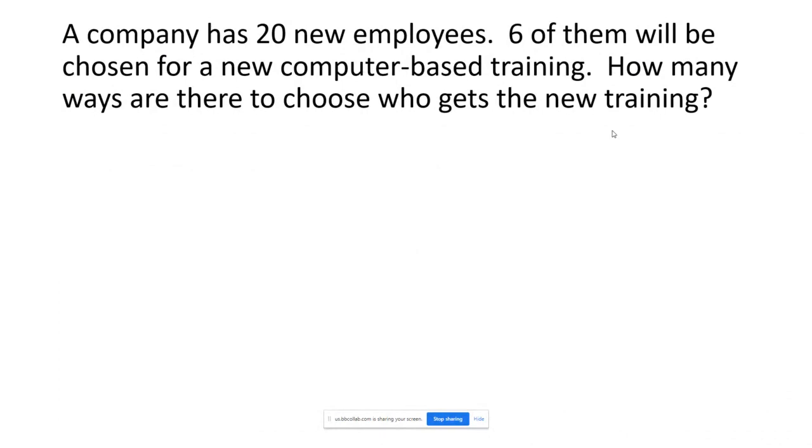So try using this formula to solve this problem. A company has 20 new employees. 6 of them will be chosen for a new computer-based training. How many ways are there to choose who gets the new training?